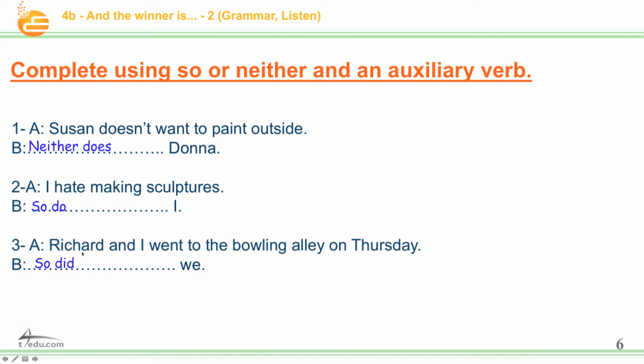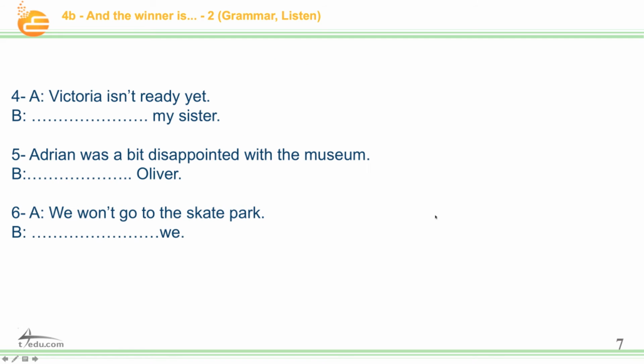Affirmative statement, did, because in the past we use did. Okay? The auxiliary affirmative verb. Okay? Or affirmative auxiliary verb. Okay, let's complete. A. Victoria isn't ready yet. The answer is neither is my sister. Neither is my sister. Okay? Negative statement. Auxiliary affirmative verb.